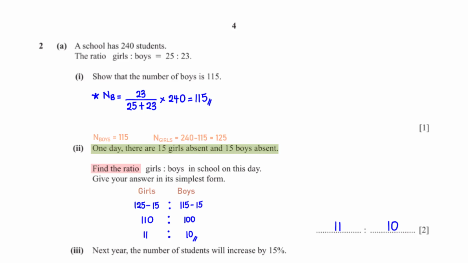One day, there are 15 girls absent and 15 boys absent. Find the ratio girls is to boys in school on this day. Give your answer in its simplest form. On this given day, the number of girls would be 125 minus 15, which is equal to 110, and the number of boys would be 115 minus 15, which is equal to 100. The common factor is 10.